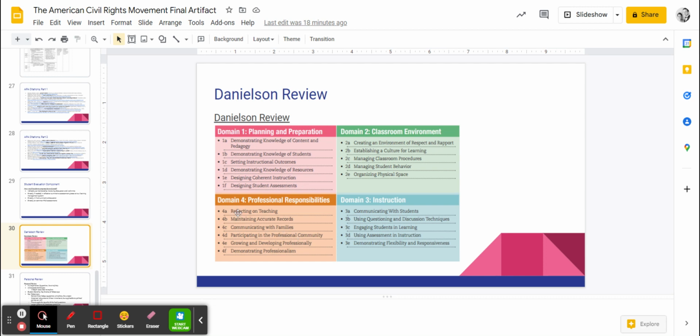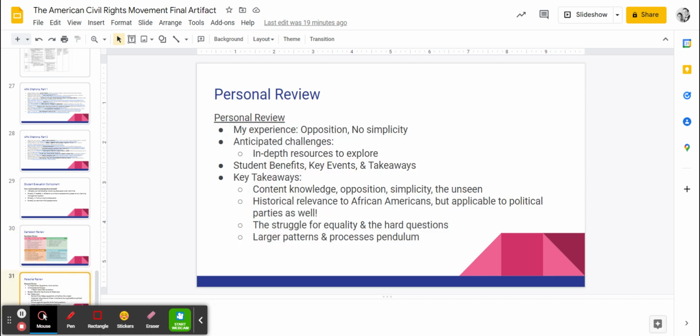So I did reflect throughout the completion of this artifact, and did try to grow and develop professionally by enrolling in this course and completing this. So when we get to that final personal review, my experience teaching the civil rights movement, I liked to previously talk about opposition, but never this in depth. And I like the idea that the civil rights movement is not super simplistic, and it's something that I'm eager and excited to touch more on. I've talked about this idea that there were differences of opinions in the civil rights movement, so building on that is something that I'm excited for.